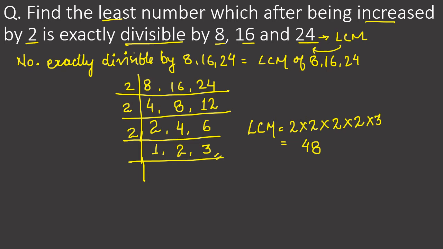But this is not the final answer because 48 is exactly divisible by 8, 16 and 24. We have to find out the least number which after being increased by 2 is exactly divisible, which means the number which is required is 2 less than 48. Therefore, required least number is equal to 48 minus 2, that is 46.